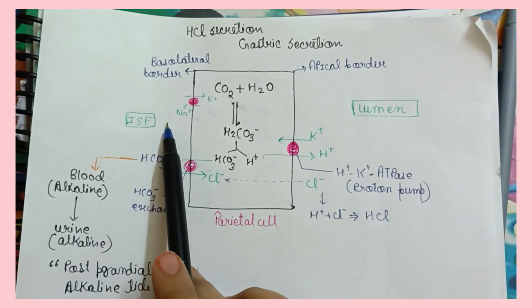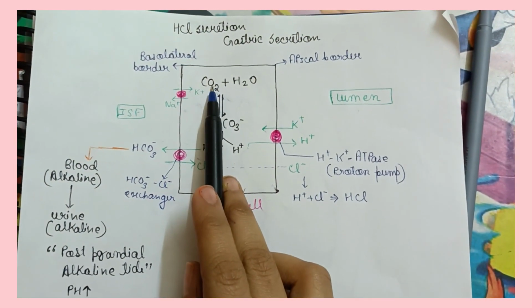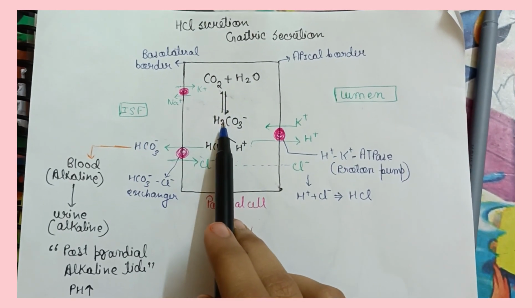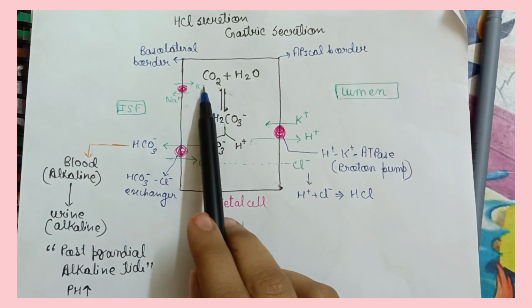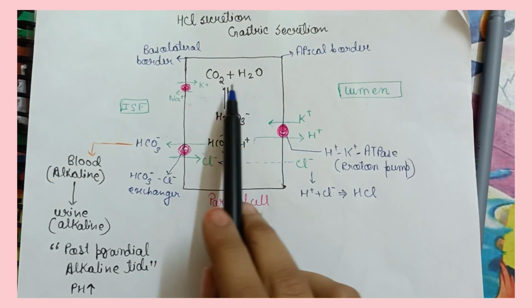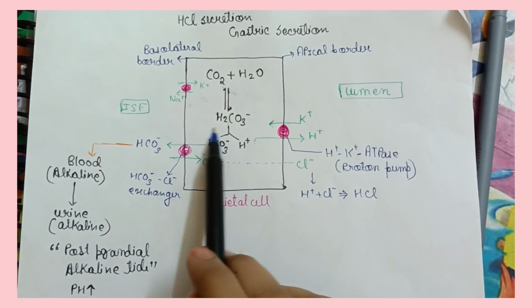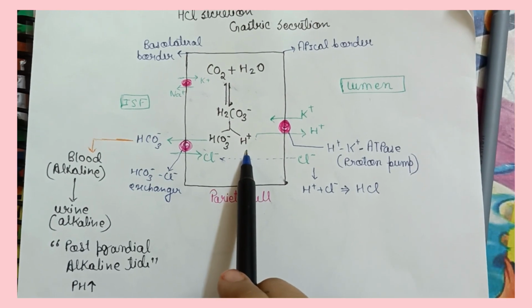close to interstitial fluid. Here, within the parietal cells, carbon dioxide and H2O combine to form H2CO3. This carbon dioxide comes from the metabolic products of the cells. This H2CO3 then splits into a bicarbonate ion and a hydrogen ion.